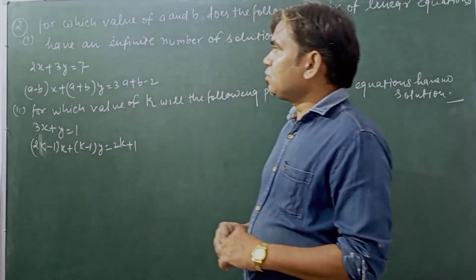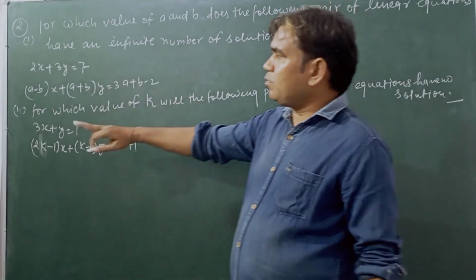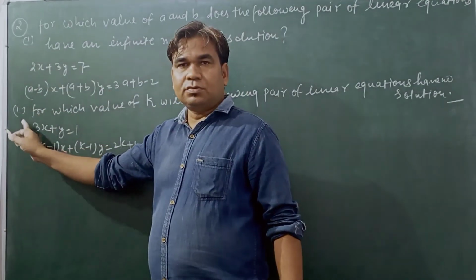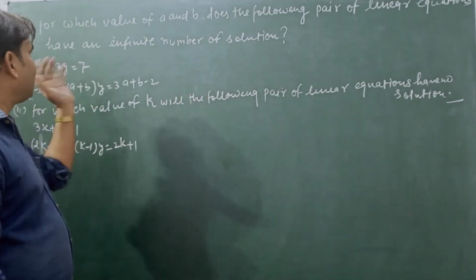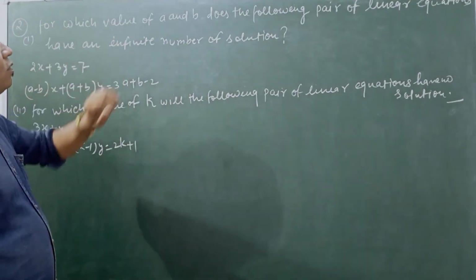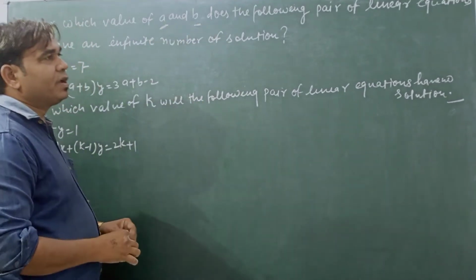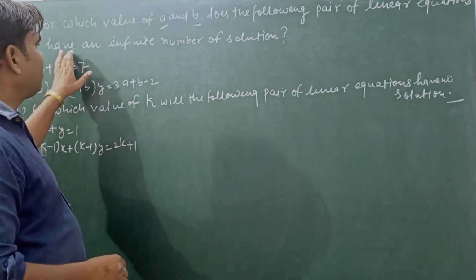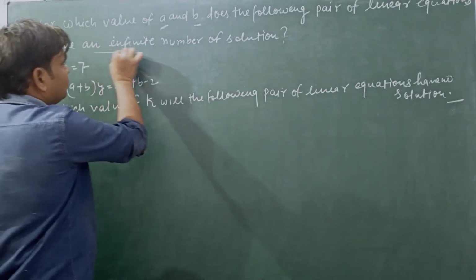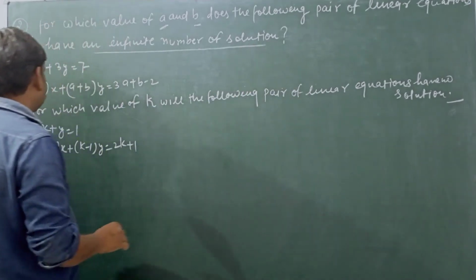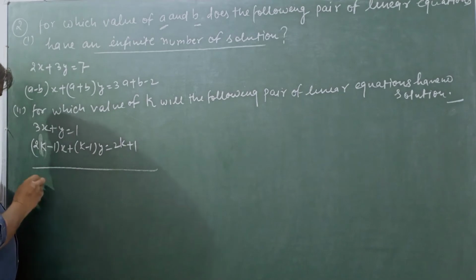Student, let me see question number second. Here the question number second has part first and part two. In part first: for which values of a and b does the following pair of linear equations have an infinite number of solutions?